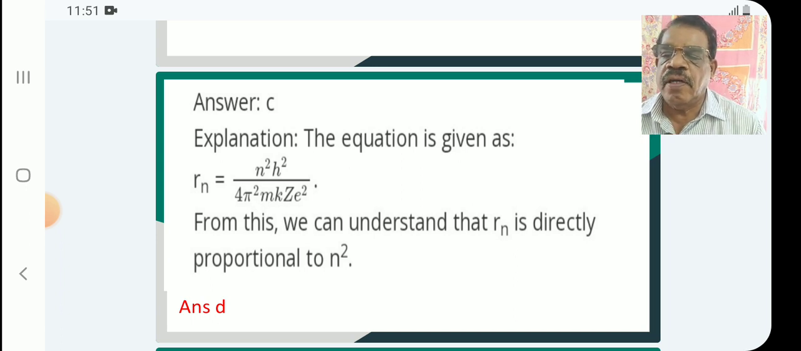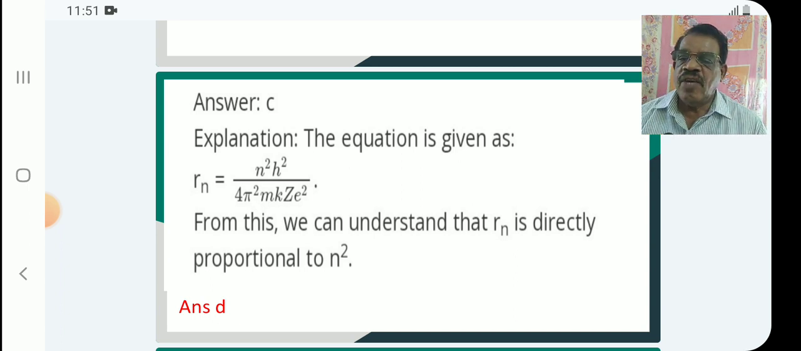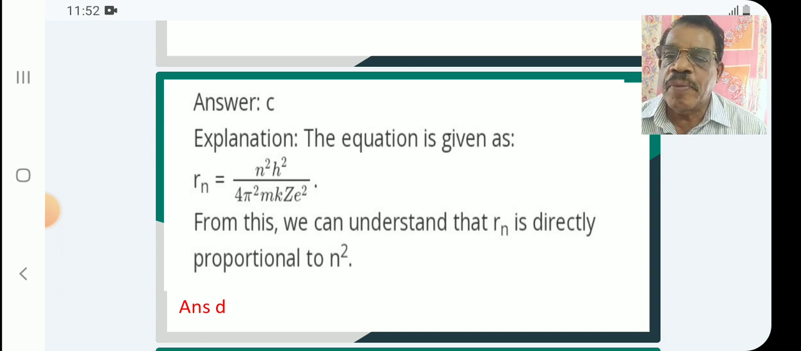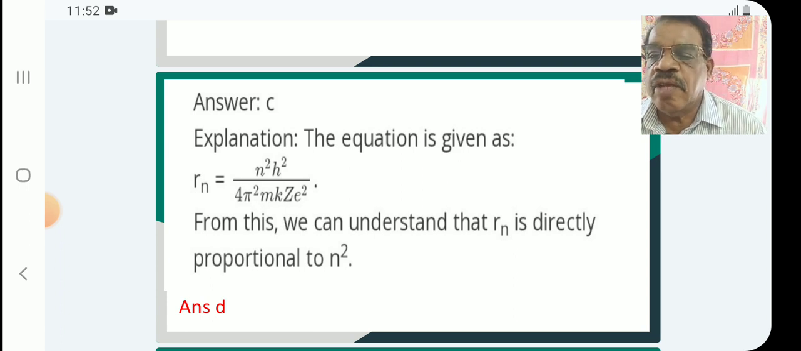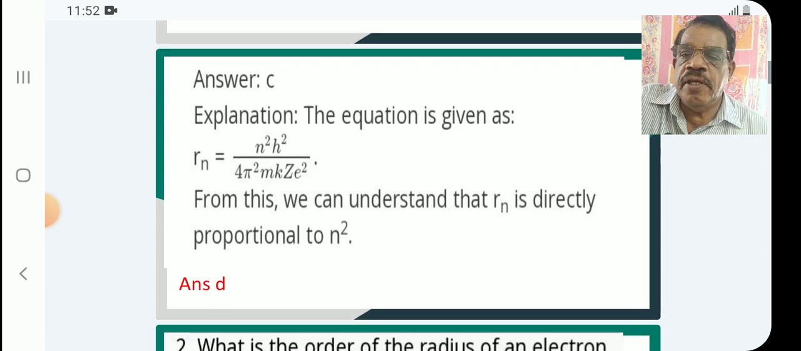The radius of the electron orbit in the H atom is given by Rn equals n square h square by 4 pi square m epsilon 0 or k z e square. That is the equation, and it is evident that the radius is proportional to n square. So it depends on n square. Rn is directly proportional to n square. Answer is D.